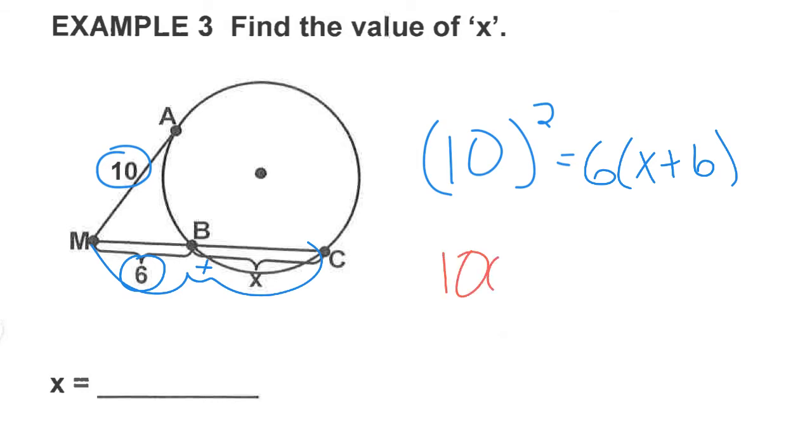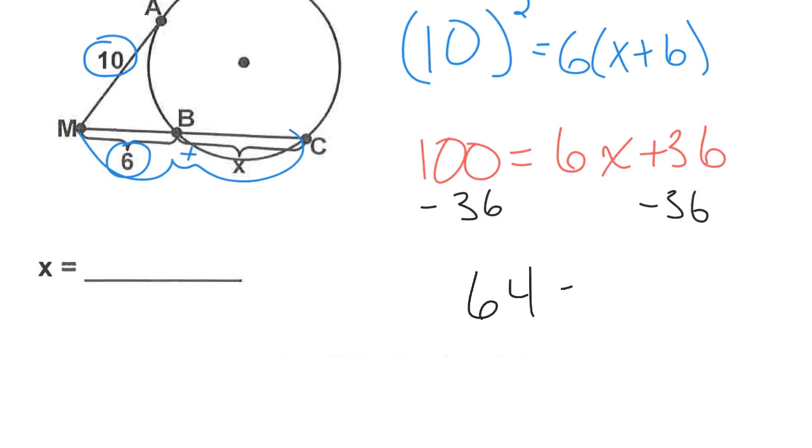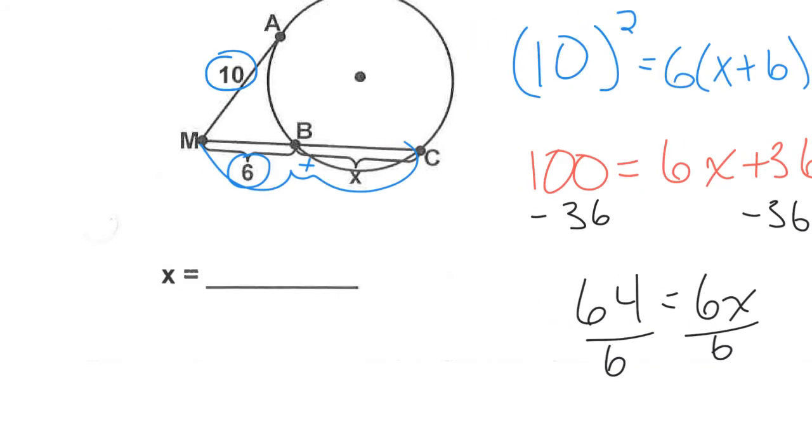So we can solve this one pretty easy. 10 squared would be 100. I distribute, I get 6x plus 36. I'm going to subtract 36 from both sides. I get 64 equals 6x. Then, of course, we divide by 6. And you're going to get another decimal. It's about 10.7. So no different than what we did yesterday.